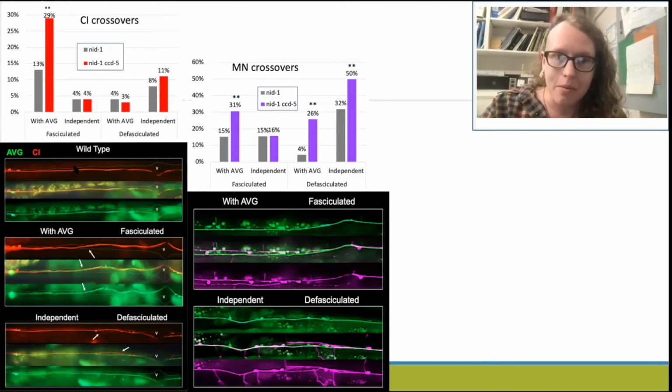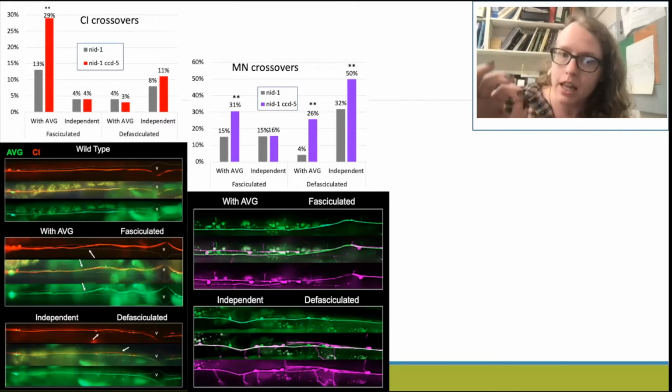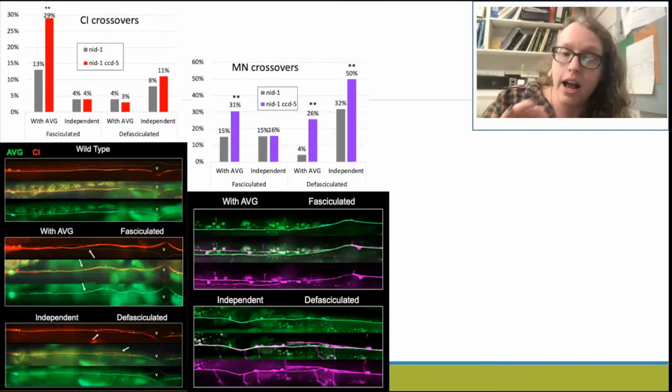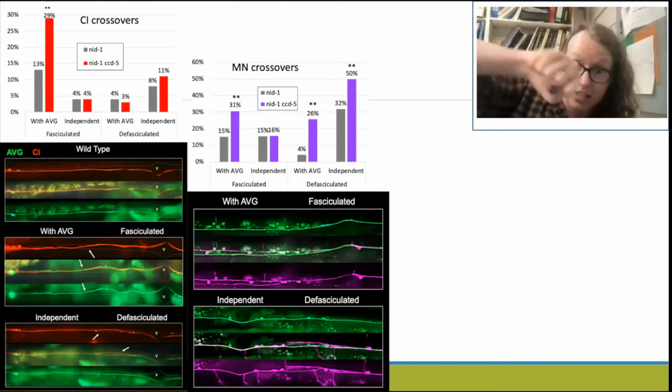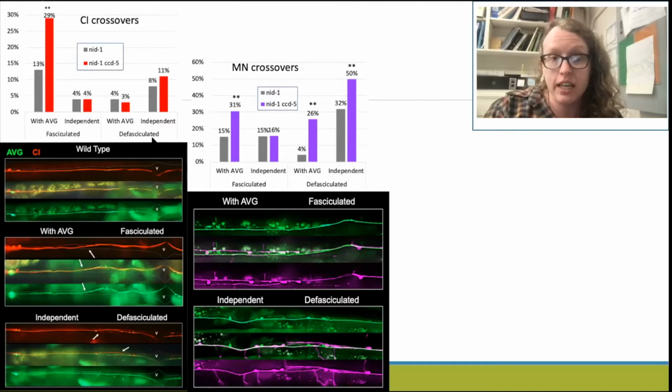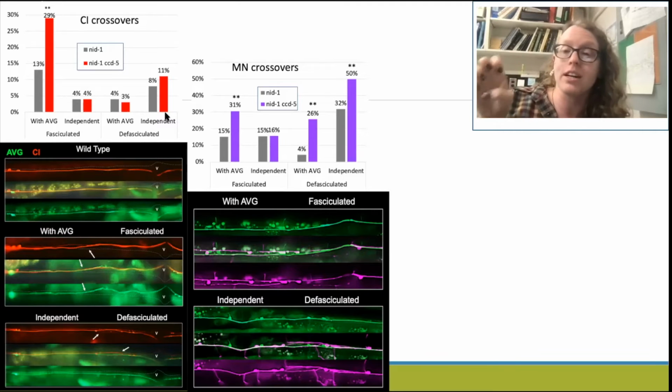So I sorted them as either a follower axon crossing the midline at the same point that ABG is crossing the midline, or not, and a follower axon crossing fasciculated. So all of the axons in a single fascicle crossing together. The fact that all or some variable. And so you can imagine this as a grid with fasciculated versus defasciculated and with ABG versus independent creating 4 different options. And these are those 4 options.